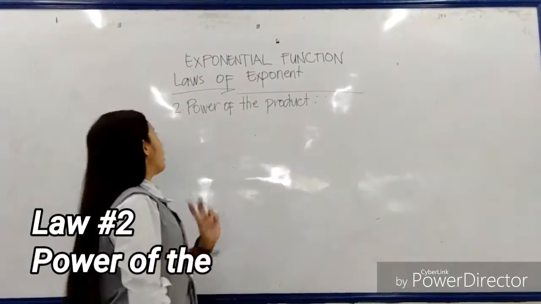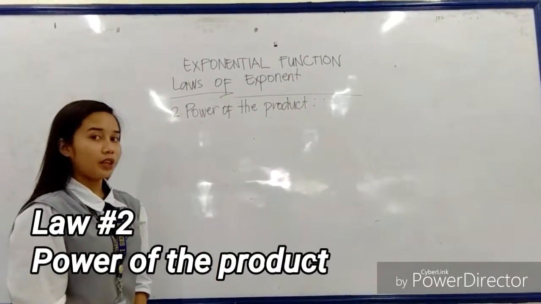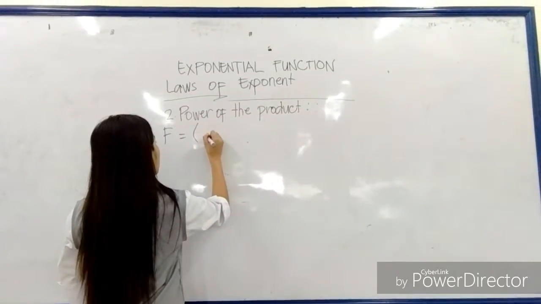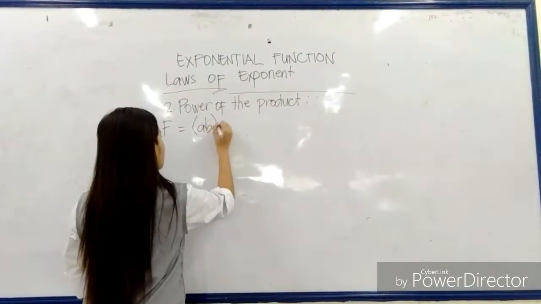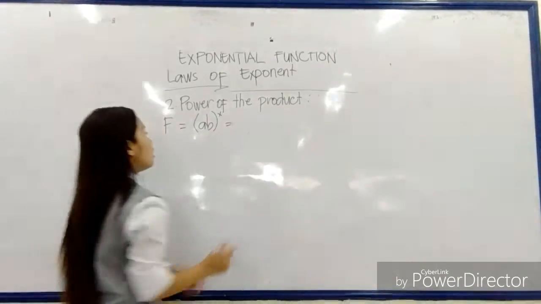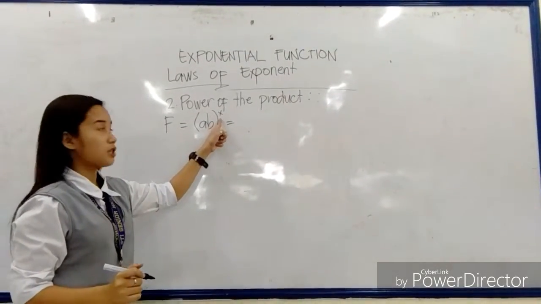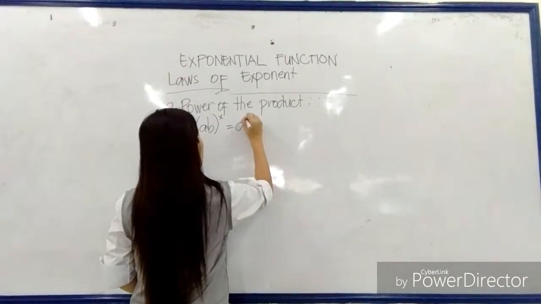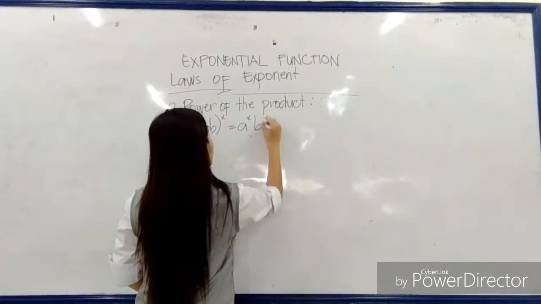Exponent number 2. Power of the product. The formula is quantity ab raised to the power of x is equal to, we must distribute the exponent x to our base. So a raised to the power of x, b raised to the power of x.